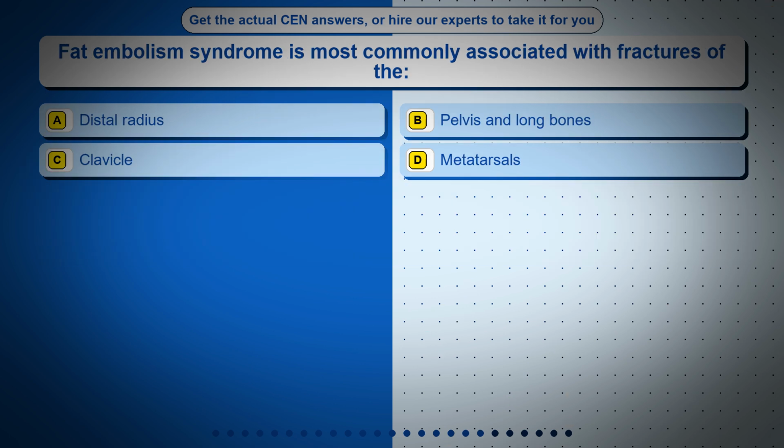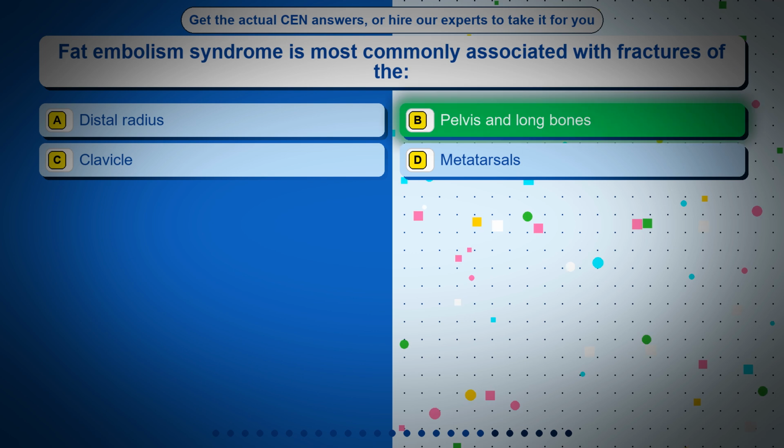Question 19. Fat embolism syndrome is most commonly associated with fractures of the: Option A, distal radius. Option B, pelvis and long bones. Option C, clavicle. Option D, metatarsals. The correct answer is option B, pelvis and long bones.